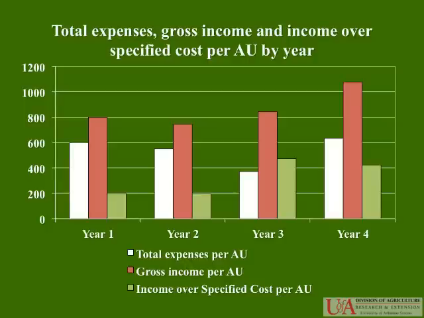That's the peach color, the red colored bar. I don't know what color you call that. And then the light green bar is the income over specified cost. Once again, some people call that the gross margin. But that was going up the correct direction in year two and three, and just about was just over $400 an animal unit in year four. So that's where we set.